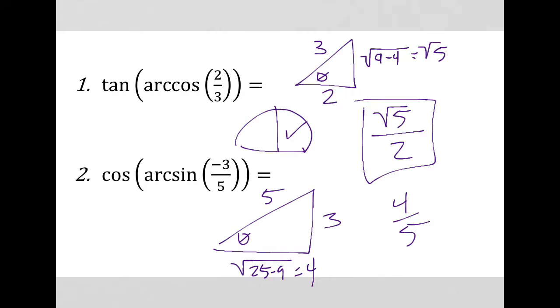Is it positive or is it negative? Well, again, think about the arcsine function. It's defined here. Cosine values are always positive there, so I get my positive 4/5.